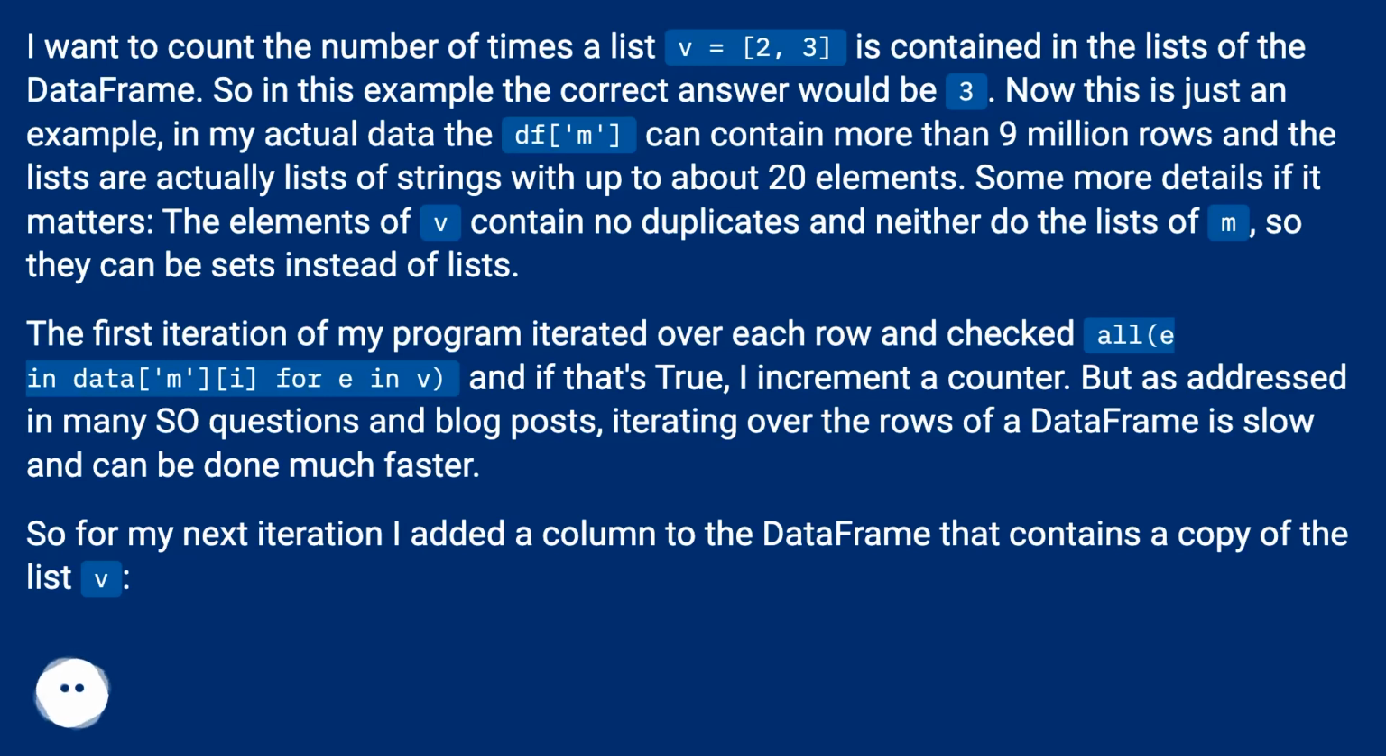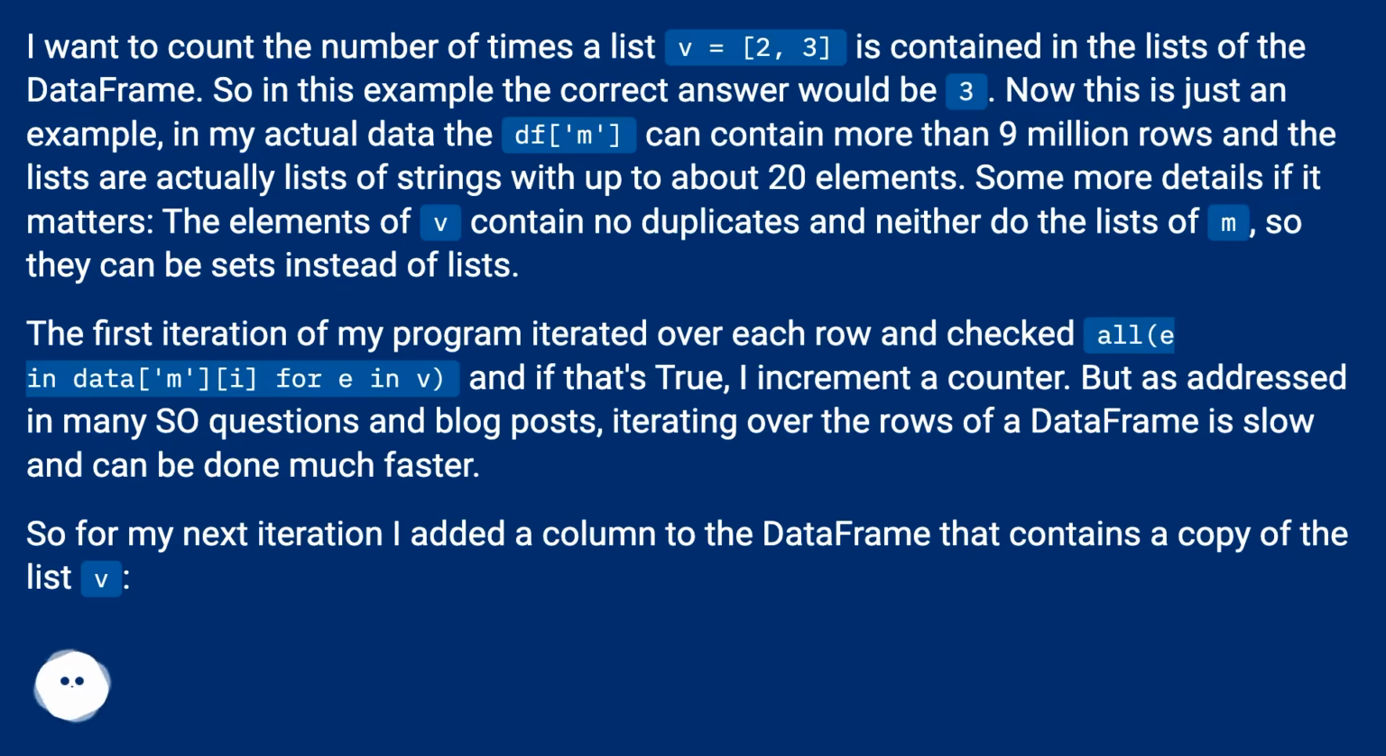In my actual data the df m can contain more than 9 million rows, and the lists are actually lists of strings with up to about 20 elements. Some more details if it matters: the elements of v contain no duplicates and neither do the lists of m, so they can be sets instead of lists. The first iteration of my program iterated over each row and checked all e in data m I for e in v, and if that's true, I increment a counter.